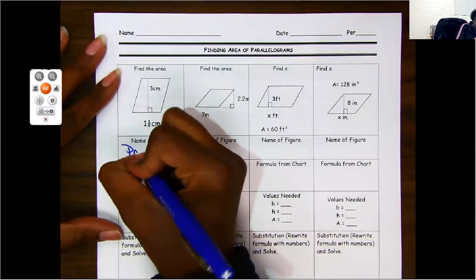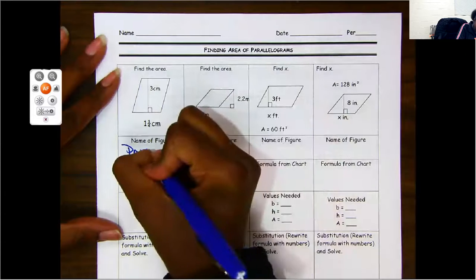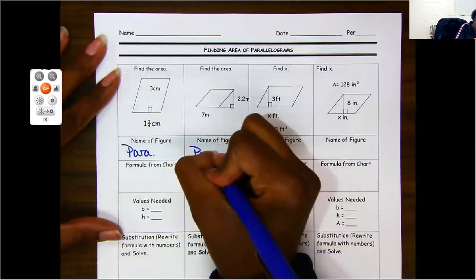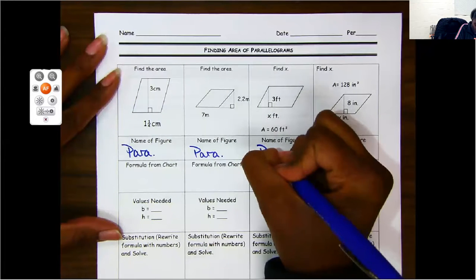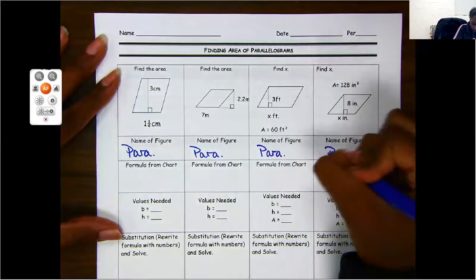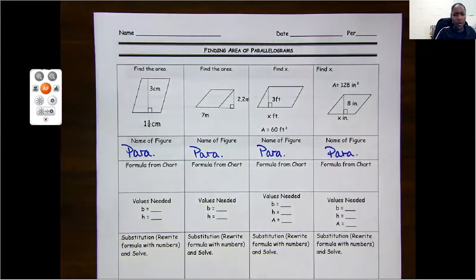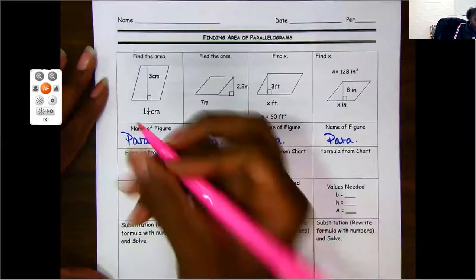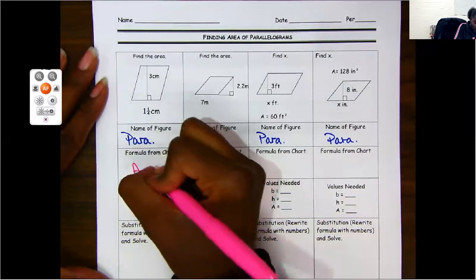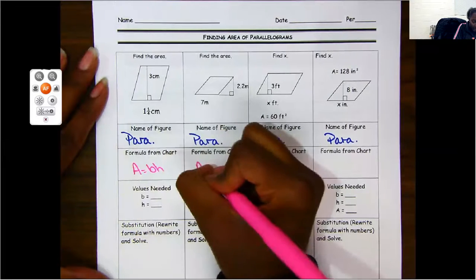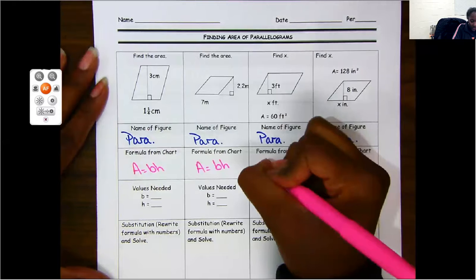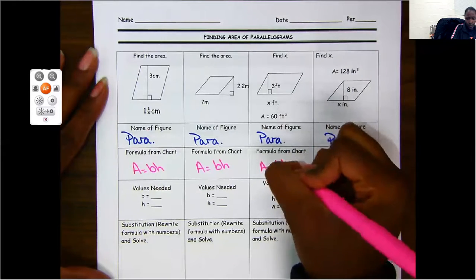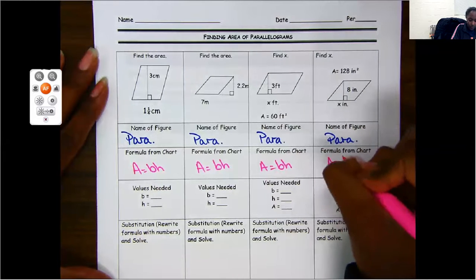So I'm going to abbreviate this. I'm going to put para, because it is a long word. Para, short for parallelogram, all right? And as we saw on our formula chart, the area is equal to the base times the height. Miss, why do you have to write this so many times? To commit it to your memory. That's what it's for, okay?